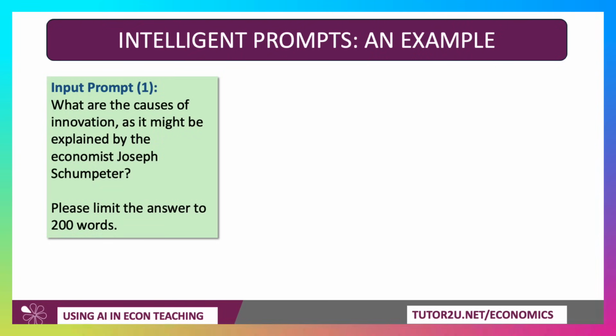Another way of thinking about AI use in the economics classroom is to really try and encourage intelligent prompts. Here's an example. We're moving a little bit away here from behavioural economics. Let's move into the areas of the economics of innovation. And here's my first prompt. So this would be a new ChatGPT experience. Input prompt 1. What are the causes of innovation as might be explained by the economist Joseph Schumpeter? Okay, now you can tidy this up a little bit, but you could just change the economist. Okay, so Friedrich Hayek or whatever it is, Karl Marx. Please limit the answer to 200 words.